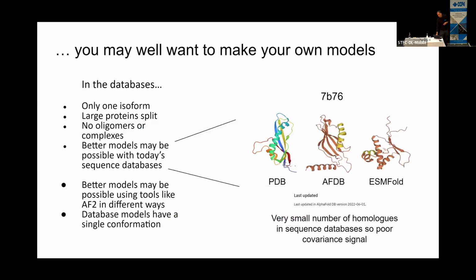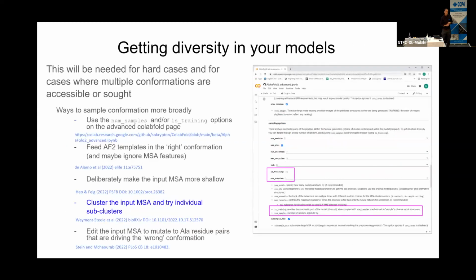You might still want to make your own models, because of course the databases only have one isoform. A number of reasons. I will skip over those, you can read them there. So in harder cases, or where you want to access a different conformation that you know to exist, you may want to get more diversity in your models.